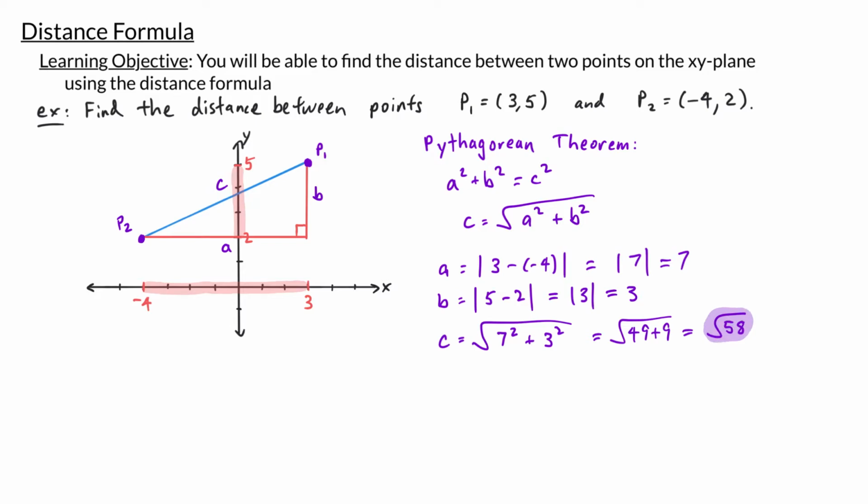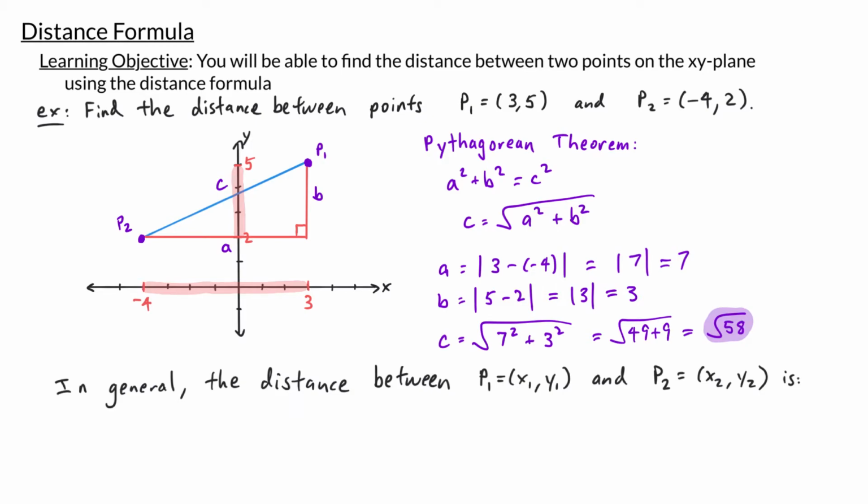We can take what we did here and try to generalize this for any 2 arbitrary points. So let's say I have P1 with coordinates x1 and y1, and P2 with coordinates x2 and y2. Then the distance between P1 and P2 will be given by the formula distance equals square root of x1 minus x2 squared plus y1 minus y2 squared.